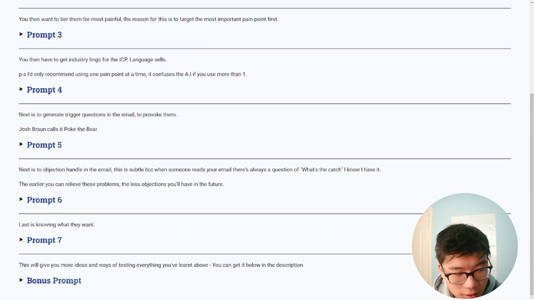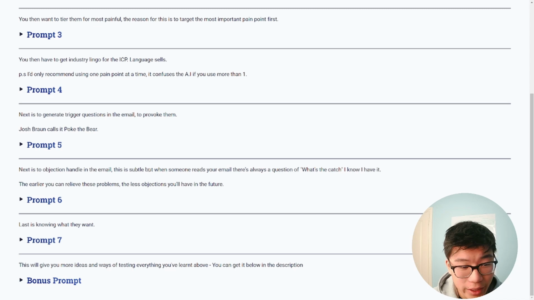I don't know if people say this often, but next is to objection handle in the email. This is subtle, but when someone reads your email, there's always a question of what's the catch? I know I have it. I remember receiving one where it was, I can sign you 5 to 10 new clients completely on a rev share basis, and I was like, there's a catch here. There's no two ways in heaven that there's not a catch here. I don't believe it. So there's always a catch.